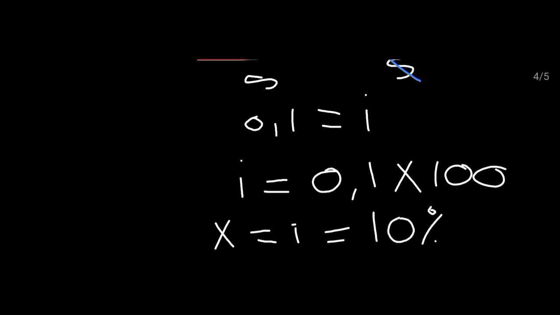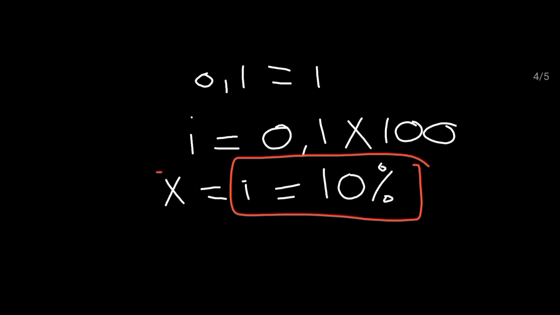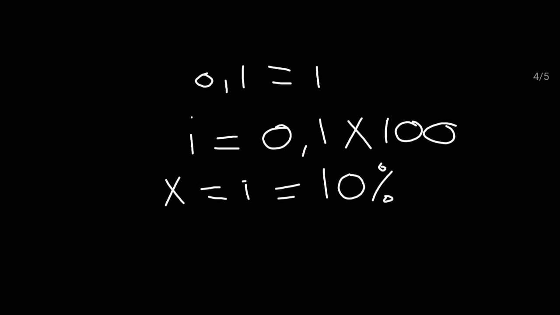So you show this symbol for interest, which is 10%. Don't confuse this thing. I is the interest, and the interest is 10%. That is why we multiply 0.1 by 100 to change it to a percentage.